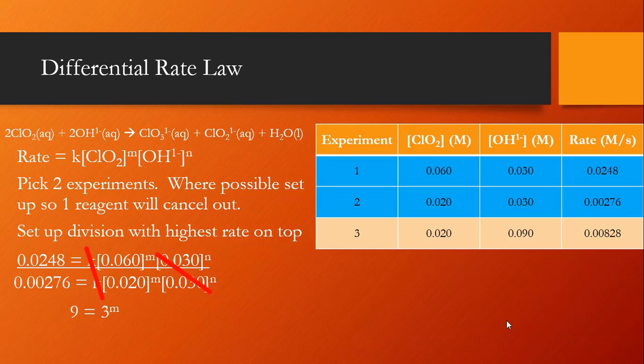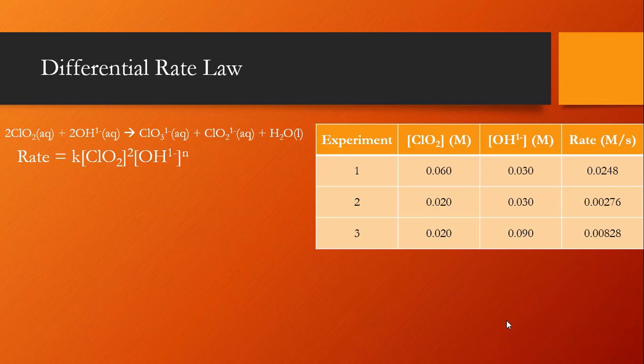So what number do you raise 3 to get 9? You raise it to the second power, you square it. So the value of m has to be 2, and you can put that in up there. So now we know that the order of the reaction with respect to the ClO2 is 2. You do the same thing for the hydroxide now.